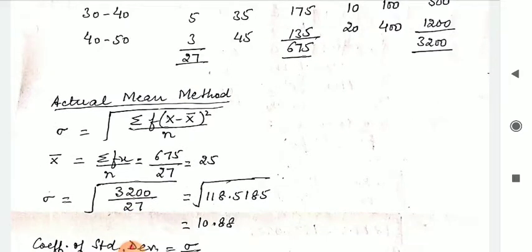So standard deviation is equal to under root of 3200 divided by 27, which comes out to be under root of 118.5185, which is finally equal to 10.88. So this is the calculation of standard deviation according to actual mean method.